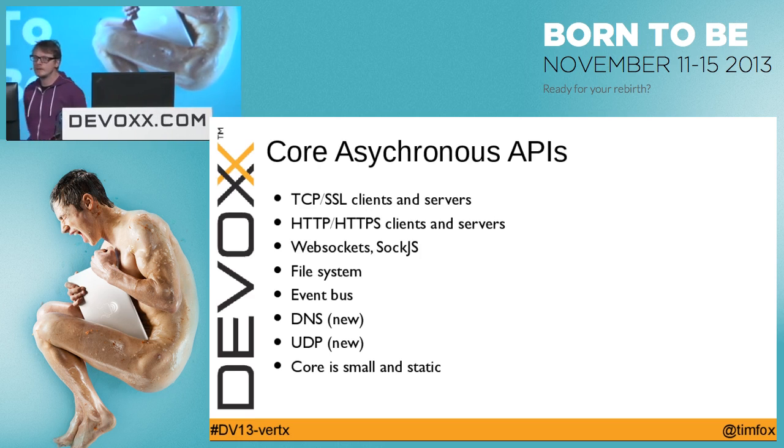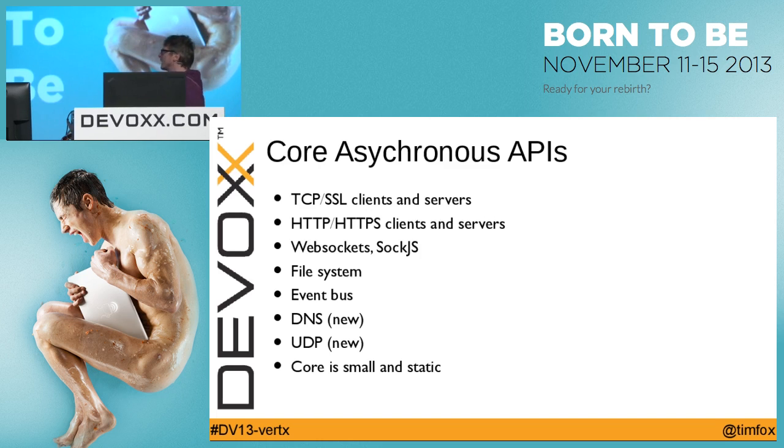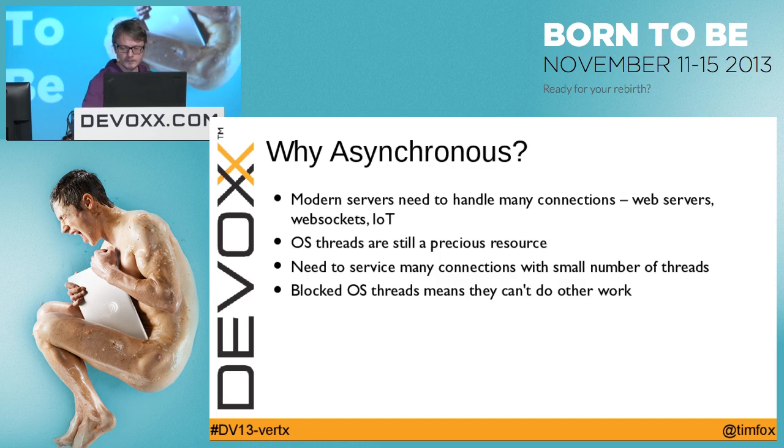Now, the Eventbus is probably one of the most important features of Vert.x, and I'm going to go into a lot more detail on what the Eventbus is and why we have it and what it does. We have some new stuff, DNS, UDP. So basically, the core of Vert.x is very small and static, and it's asynchronous APIs.